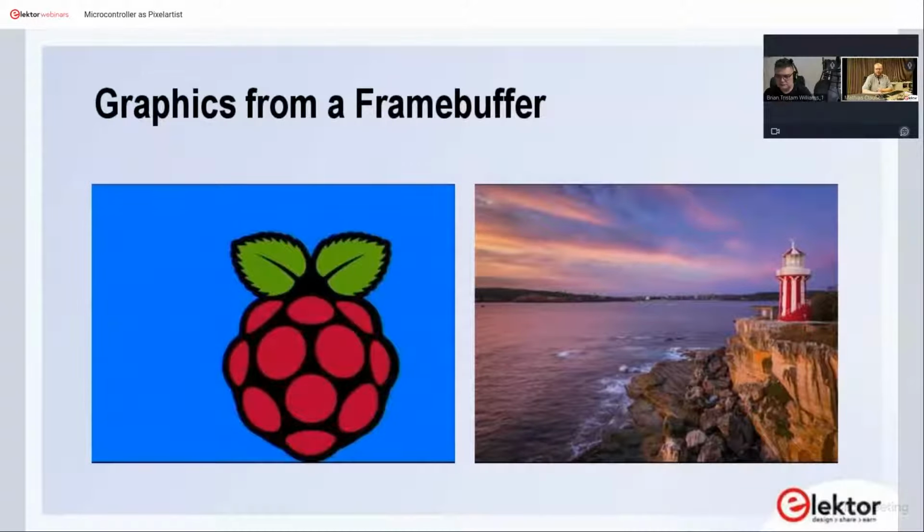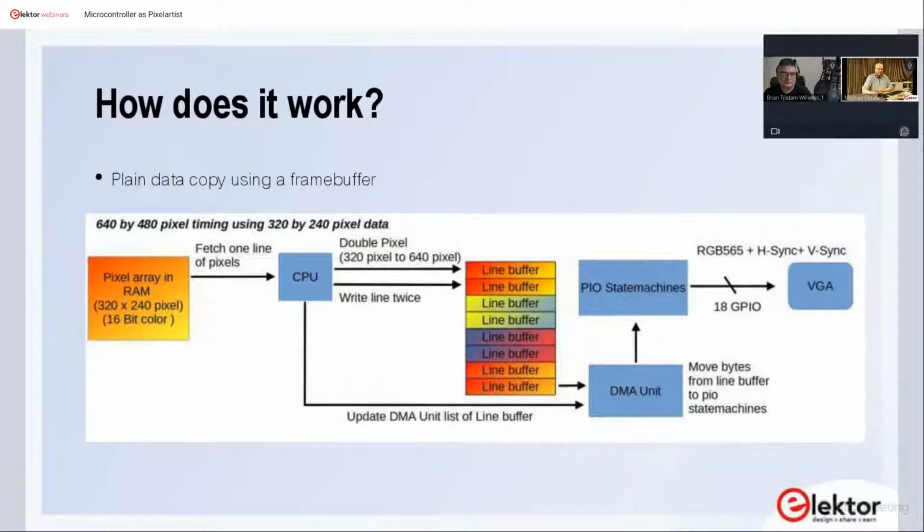So that's really quite nice. You can have a look at how the frame buffer graphics works. You have a pixel array in RAM, you have a CPU that fetches the pixel arrays and then moves it to a set of buffers, line buffers. There's a DMA unit. We don't have time to go into detail for that one. And then you just tell the DMA unit, hey, there's a bunch of memory, please transport it from A to B. And in this case, from the RAM to the PIO state machines that will generate your video signal. And from time to time, you have to update the DMA unit where to fetch the next data. And that's quite interesting, and you don't need much processing power for that.